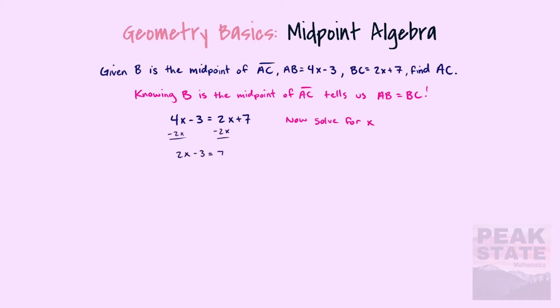So let's get our variable on the same side, 2x minus 3 equals 7. Isolate your variable, 2x equals 10, and you'll see x equals 5 when you get the coefficient to 1.